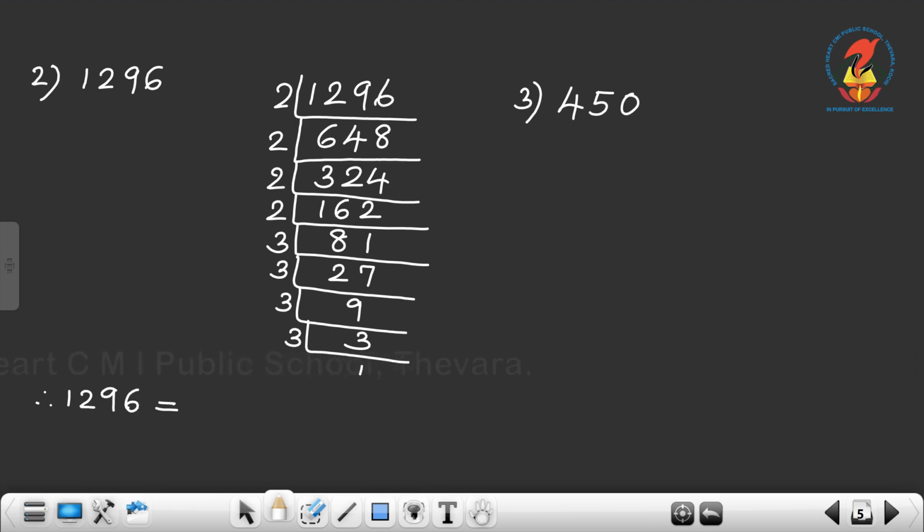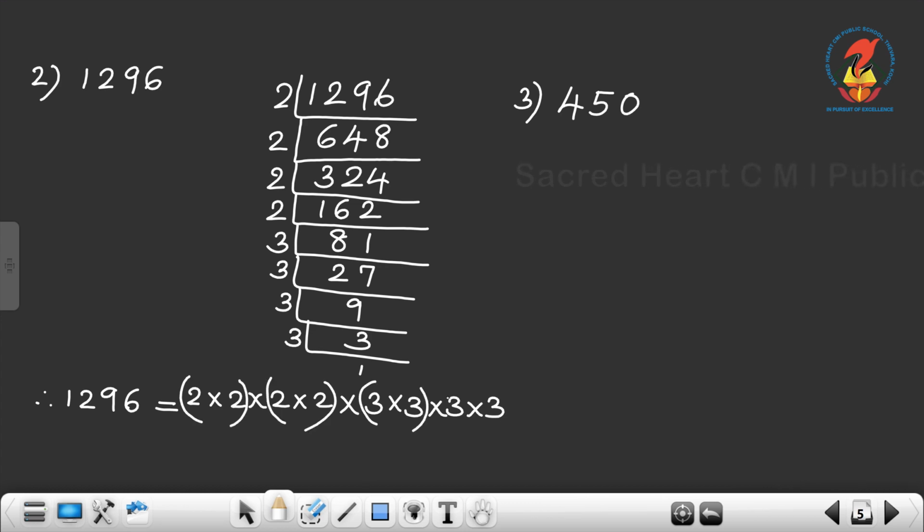Therefore, 1296 is equal to, write down all the factors, 2 into 2 into 2 into 2, then 3 is repeated 4 times, so 3 into 3 into 3 into 3. Then what is the next step? We want to pair it, pairs of equal numbers. Then 2 and 2 in one group, next one. Now look at that, the pairing is complete.